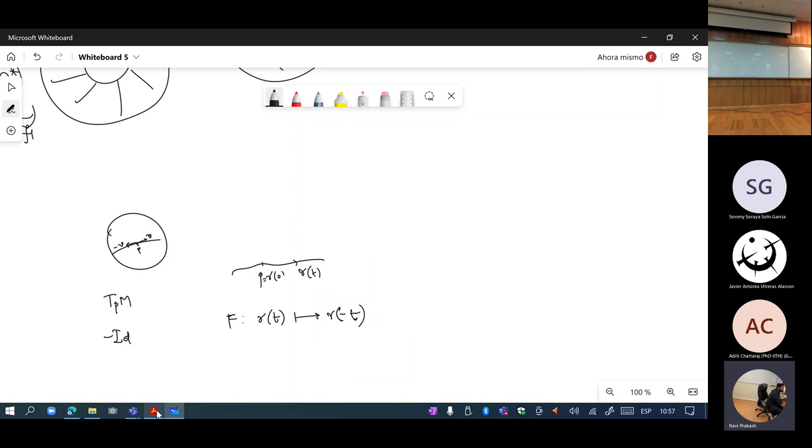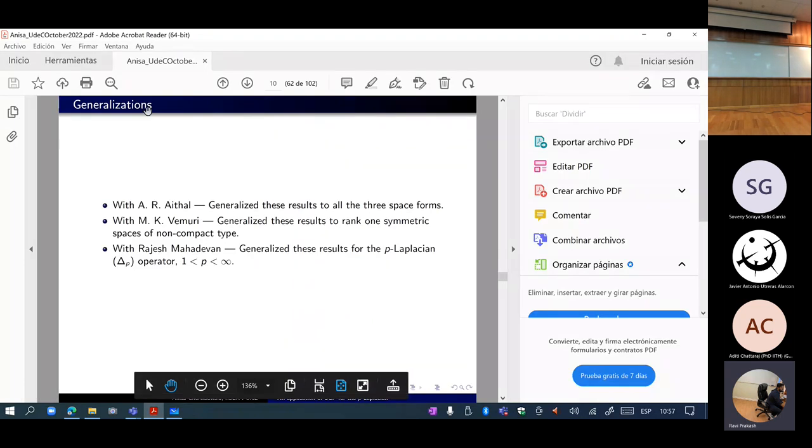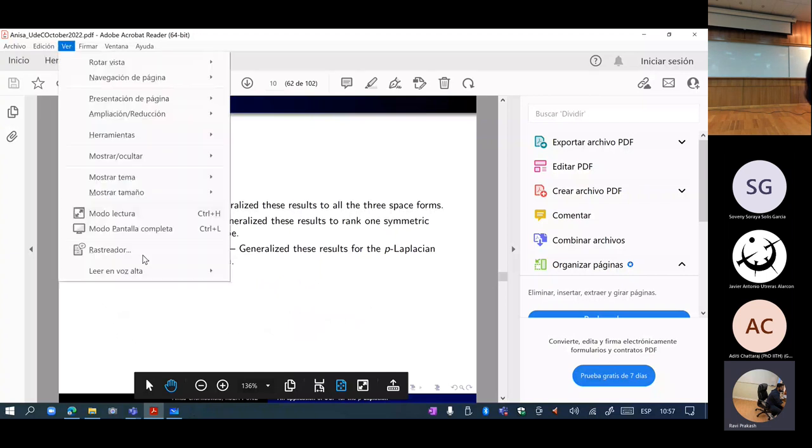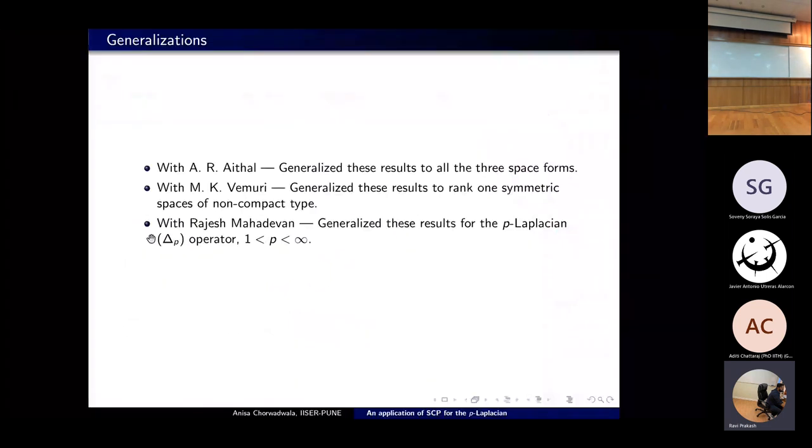Okay, let's go back. Then with Rajesh, we generalized these results from the linear Laplacian operator to the non-linear p-Laplacian, for each p between 1 and infinity. Here we proved that lambda 1 is maximum for the concentric ball, but we could not prove that this is the unique maximum. So we could only prove non-strict monotonicity for lambda 1. In the earlier cases, I forgot to mention that for the concentric ball, lambda 1 was maximum.